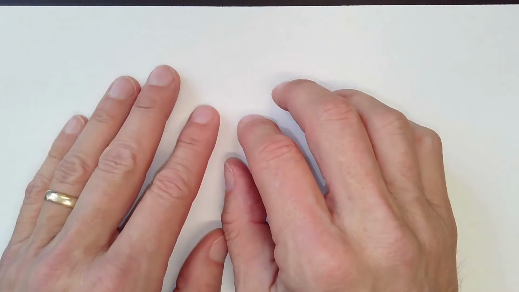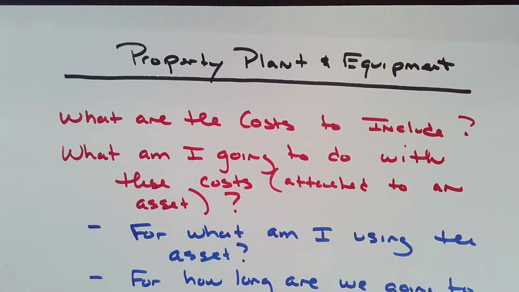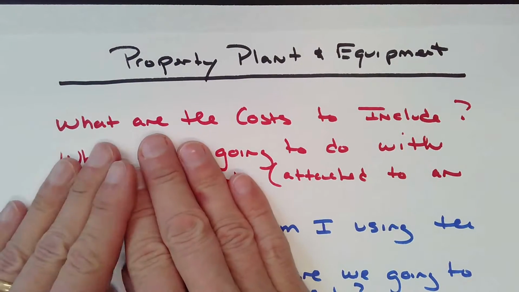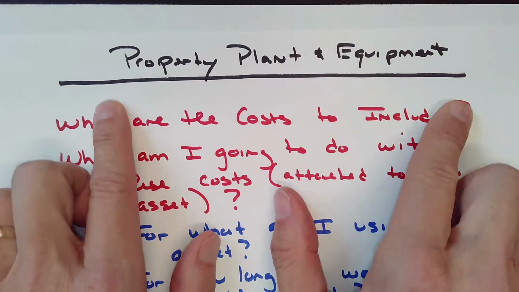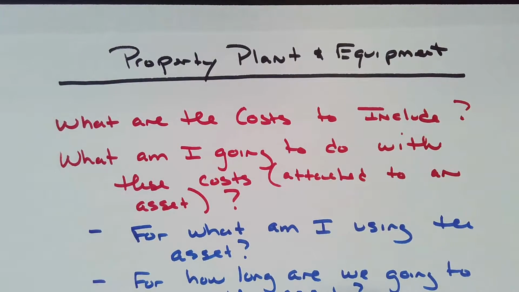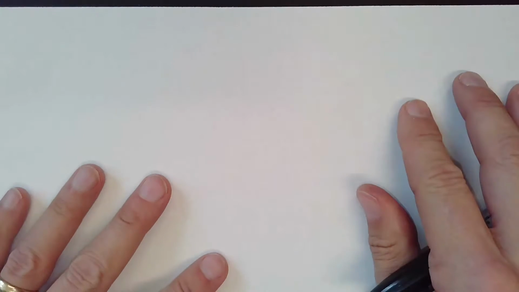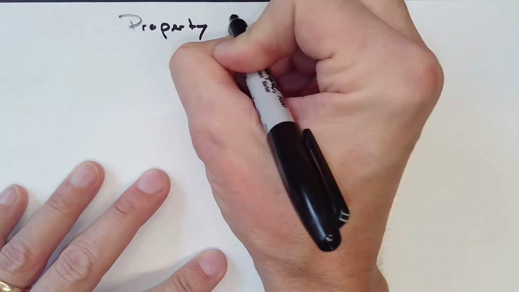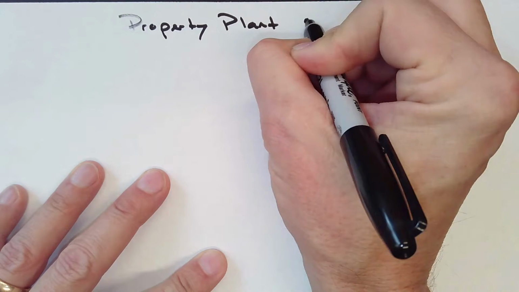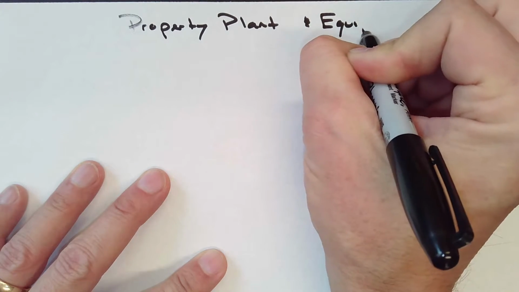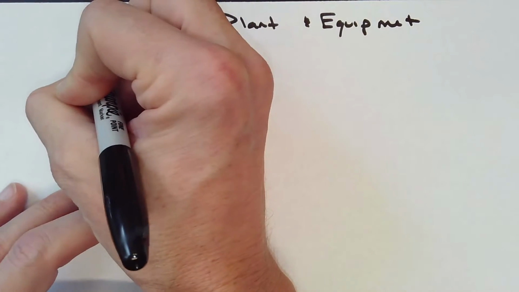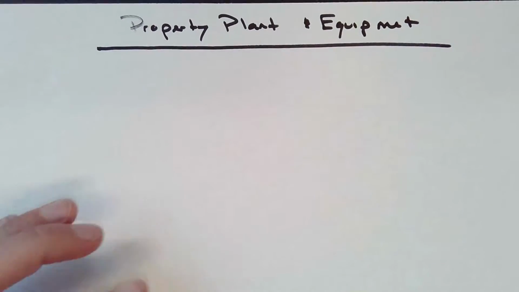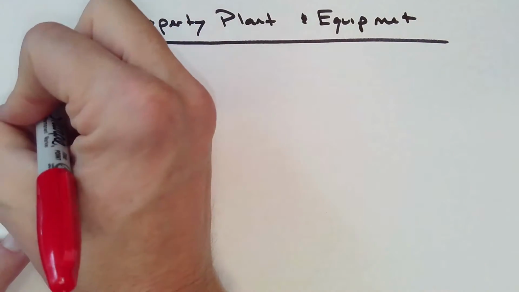So we're talking about property, plant, and equipment, and we posed a number of questions in a previous video, and we're going to start with this very first question. What are the costs to include in property, plant, and equipment? What are the costs that we need to include? So we're dealing with property, plant, and equipment, and we're answering this question: what costs do we include?